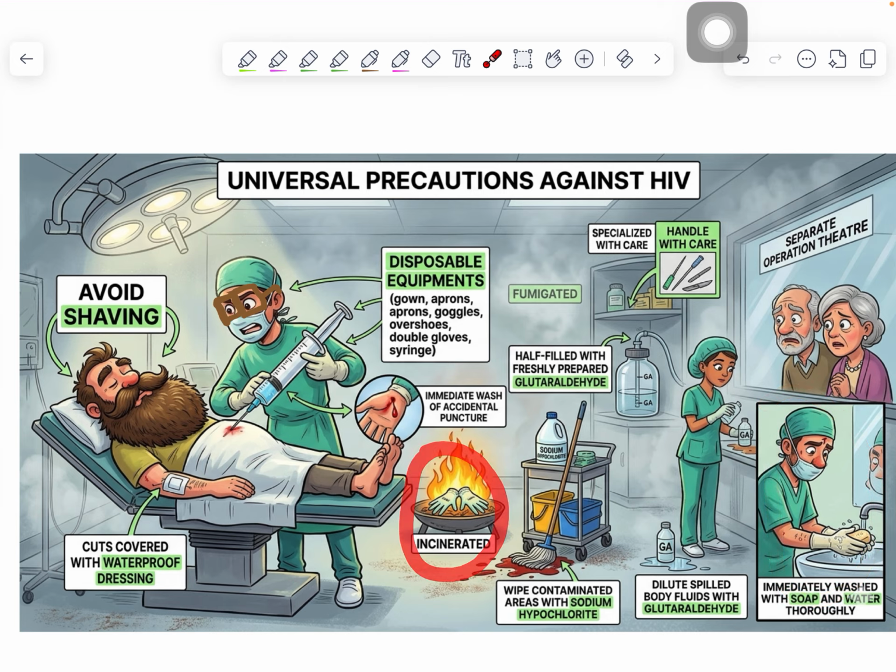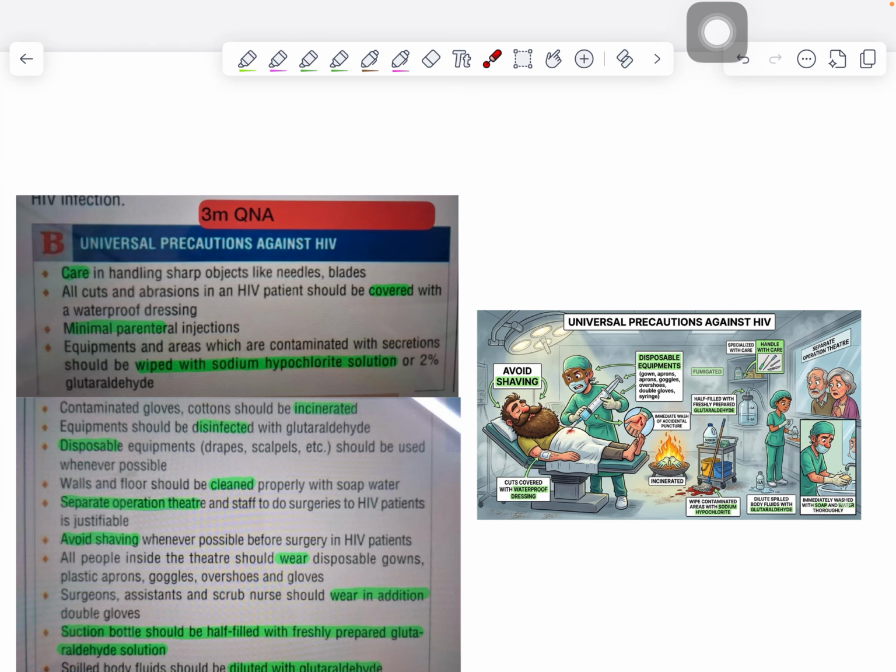And gloves and whatever equipments, cottons are being incinerated here. Sodium hypochlorite is being used to clean these bleeding areas, blood areas. Whatever body fluids are there are being diluted with glutaraldehyde, being prepared by the nurse to disinfect the equipments used on the HIV patient. And glutaraldehyde is half filled in the suction bottle. We have fumigated the OT, and here we have a shelf which is labeled handle with care, having needles and blades. So this is all the visual mnemonic for remembering the universal precautions against HIV.